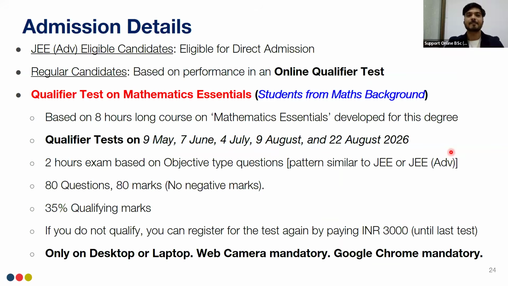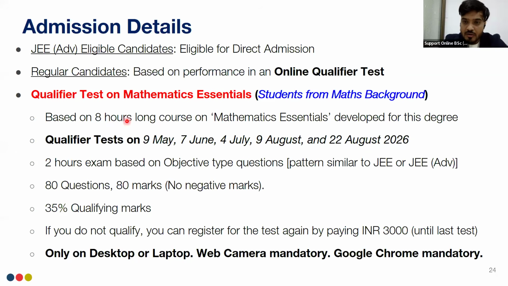Now, admission details. As I have mentioned, JEE Advanced eligible candidates will be eligible for direct admission, whereas regular candidates need to undergo the online qualifier test. I have also emphasized that we are currently taking in students from a maths background as well as from a non-maths background. For the maths background, you may have already enrolled in the mathematics essential course, for which you have paid the qualifier test fees.